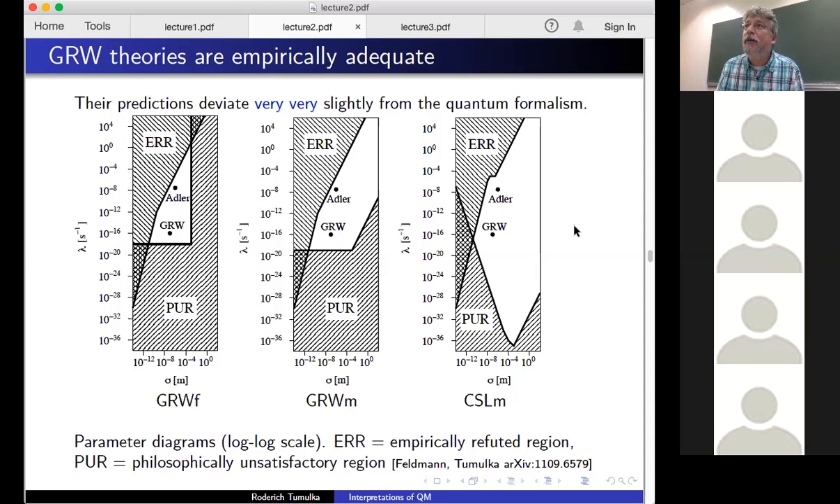For the most up-to-date versions of such diagrams, you should search for papers by Angelo Bassi. Bassi is one of the leading people for empirical tests of collapse theories. So in his papers, he has diagrams like these that also include more recent experiments.